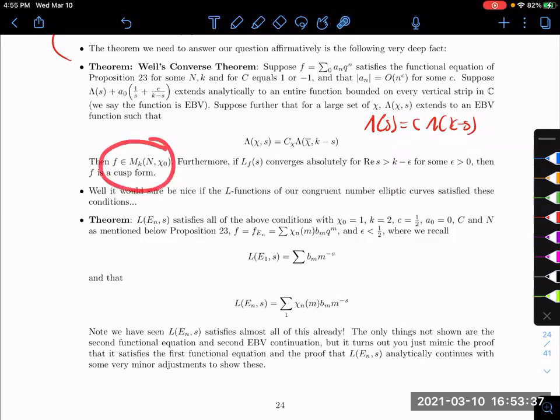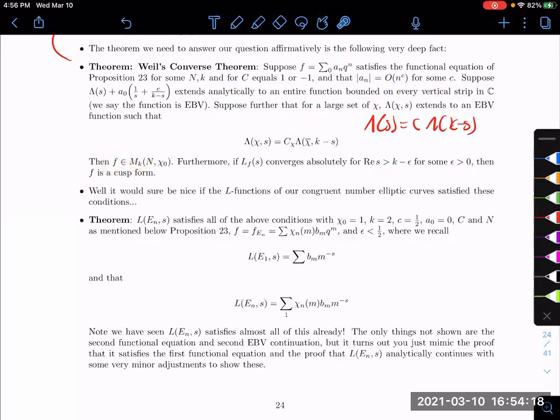Then f is a modular form of weight k at level N with respect to the fixed Dirichlet character mod capital N from earlier, chi naught. In other words, yes, these coefficients do come from a modular form if all these huge assumptions are satisfied. And furthermore, if L sub f, the so-called L function of this f, converges absolutely for real part of s on some right half plane, real s bigger than k minus epsilon for some epsilon positive, then not only is f a modular form, it's actually a cusp form.